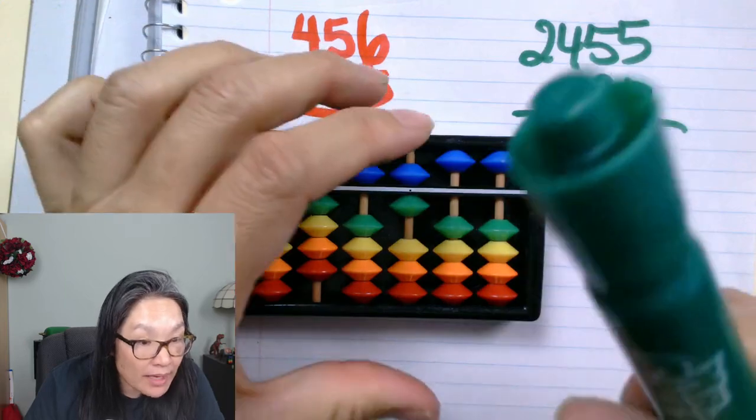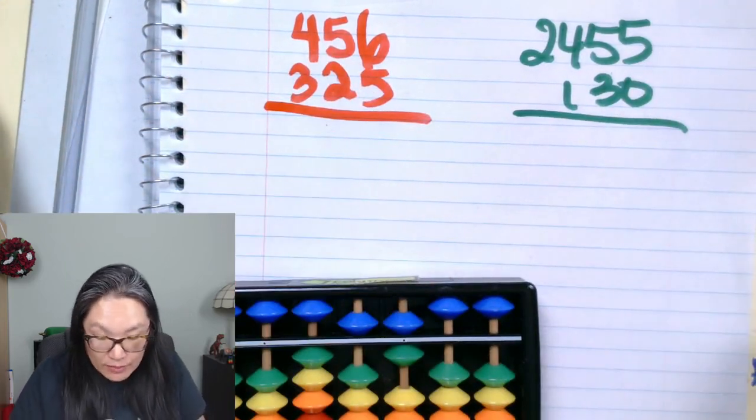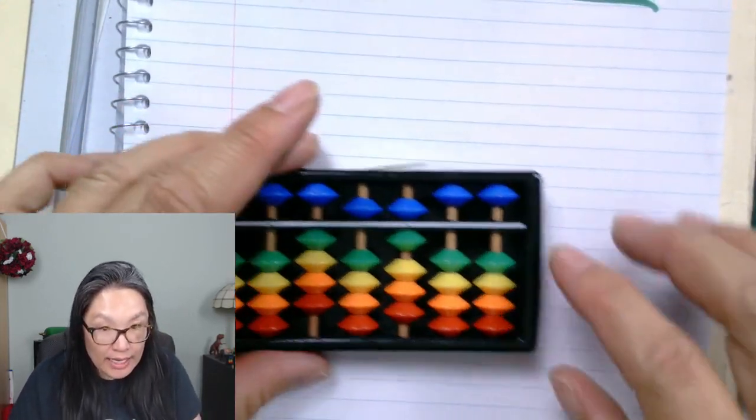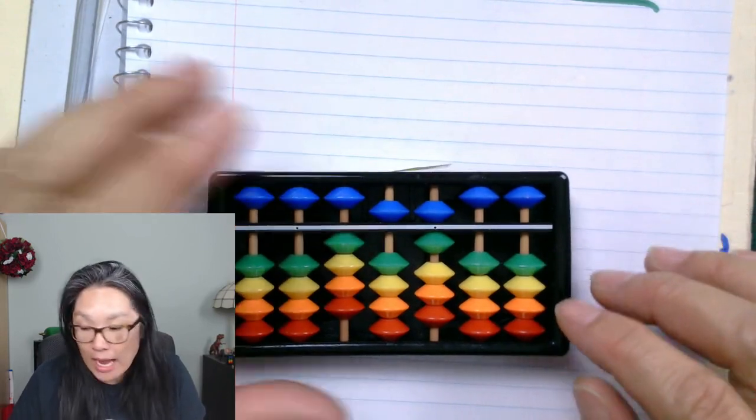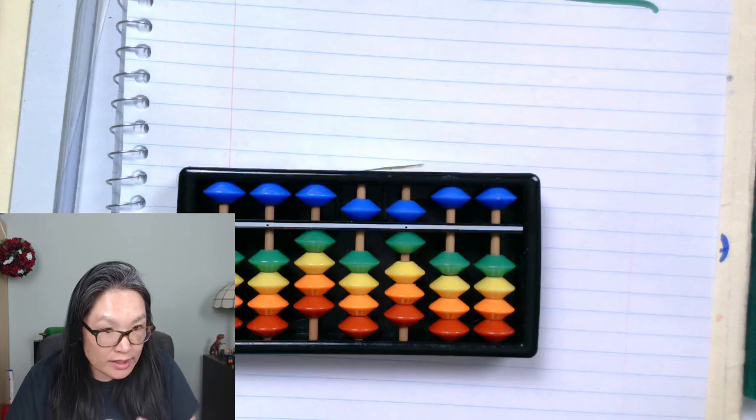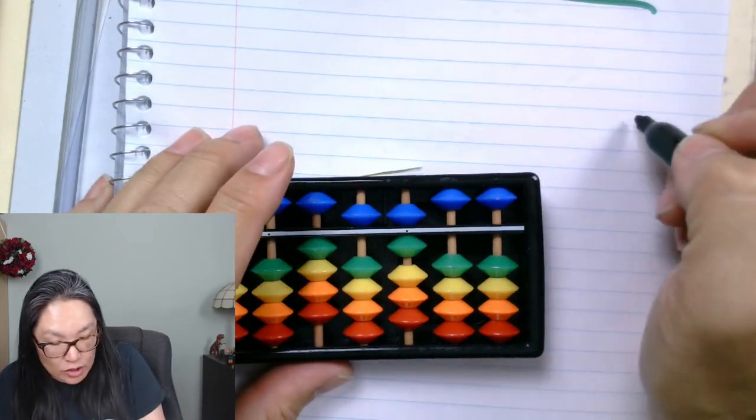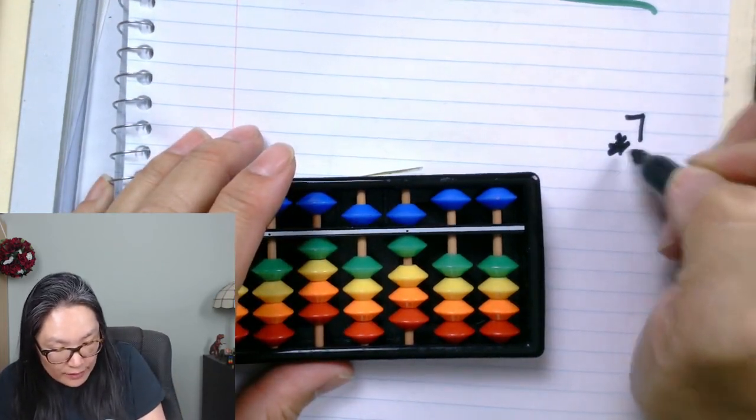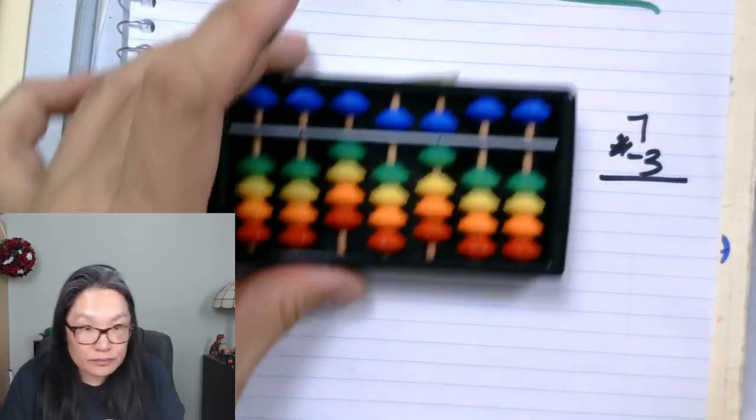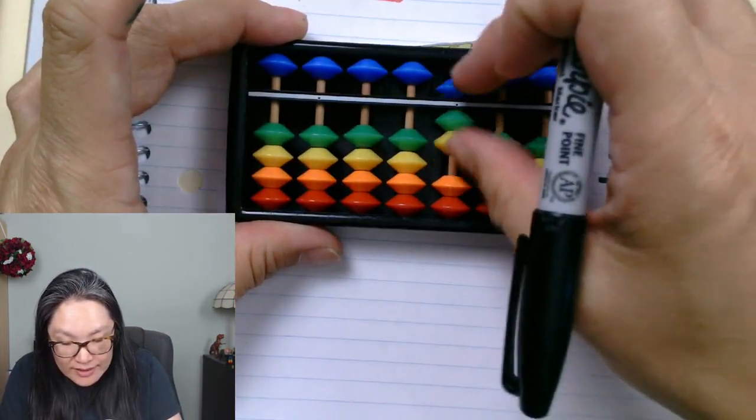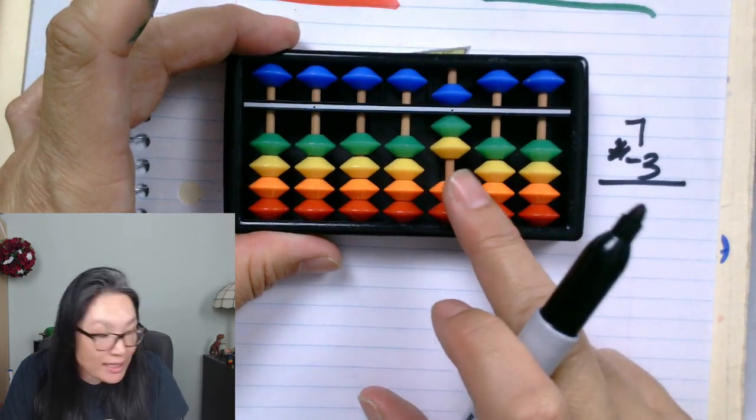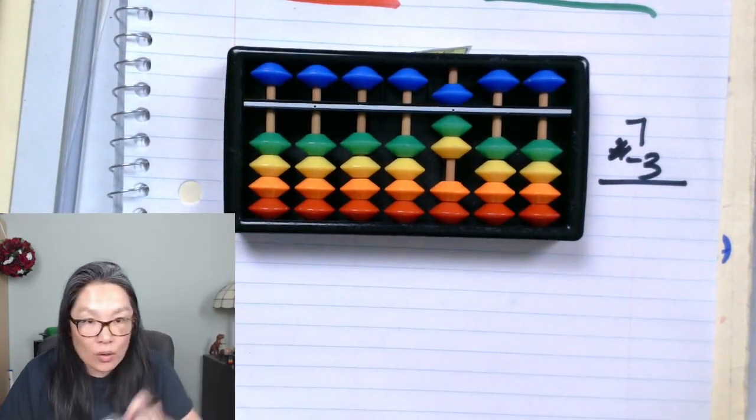7 minus 3 is different because now we're dealing with how to make a 5. So before I continue, yeah, that makes sense. So we have 7 minus 3. I have my number, I have 7, and I want to take away the 3. When I take away the 3, we know how to make a 5.